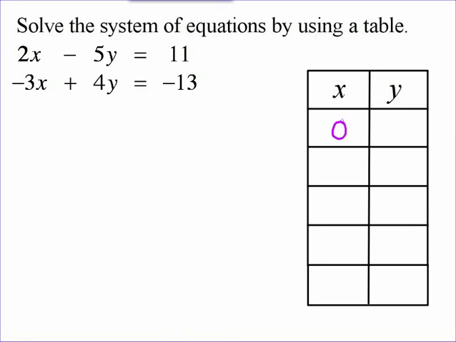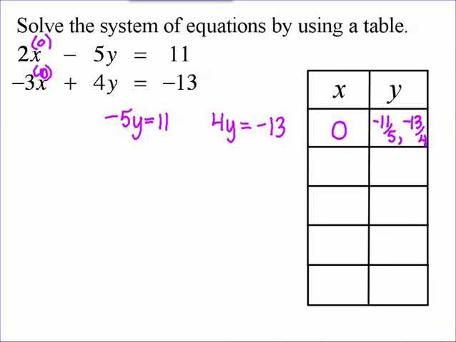All I'm going to do is plug in 0 in the top equation. If I plug in 0 in the top equation, I end up getting negative 5y equals 11. So what does y equal when you divide by negative 5? Negative 11 fifths. Yep. Now I'm going to do the same thing and plug in 0 in the bottom equation. Oops, that doesn't look like a 0, but it is. So I end up getting 4y equals negative 13. So what does y equal? Negative 13 fourths. Do those match? No, so I'm going to pick another value.